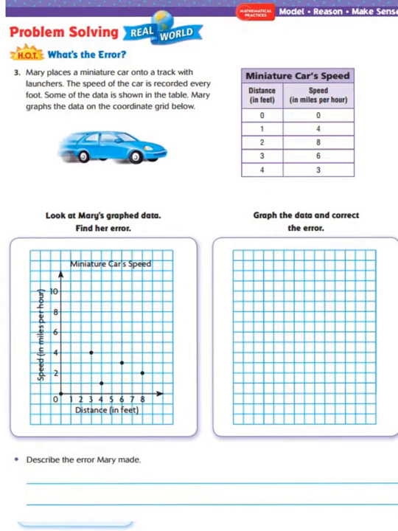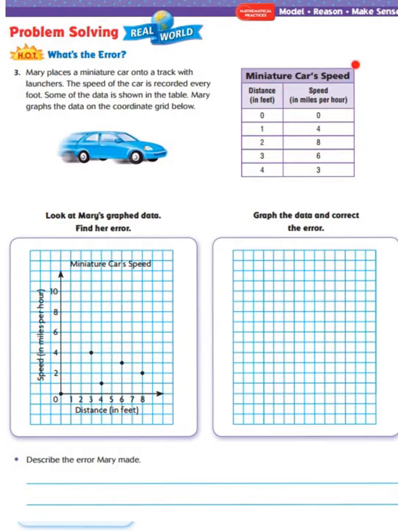Now for our problem solving, if you would go ahead and turn over to page 380, and in place of a password for tonight's lesson, we are going to complete this problem solving together. It says, Mary places a miniature car onto a track with launchers. The speed of the car is recorded every foot. Some of the data is shown in the table. Mary graphs the data on the coordinate grid below.